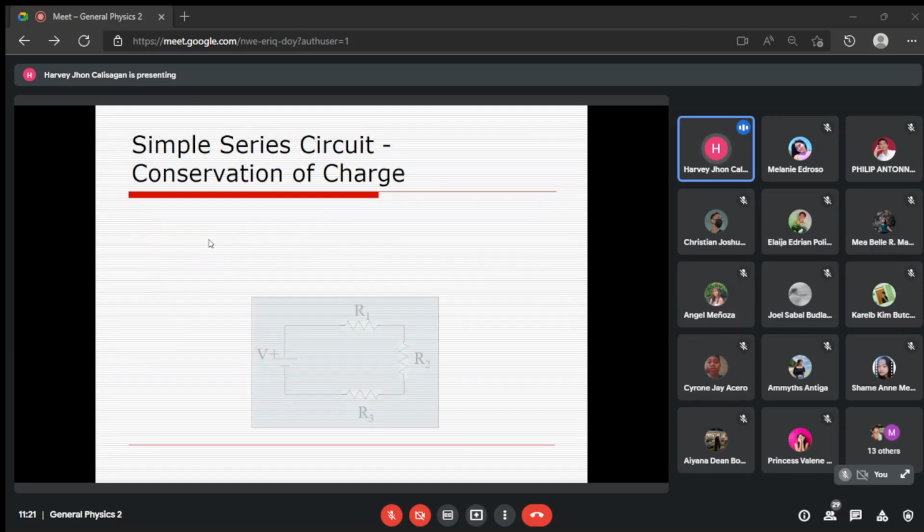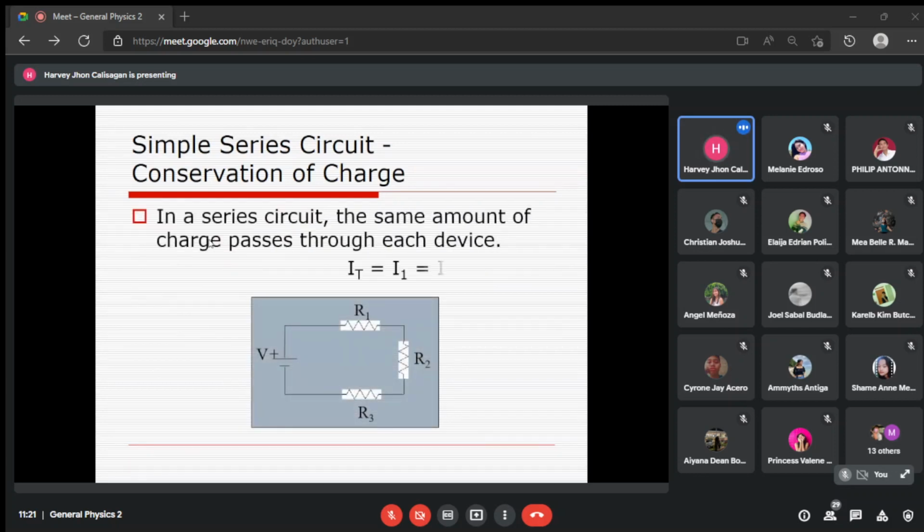Now, how do we know that the charge is conserved? Actually, we can say that the charge is conserved if the same amount of charge passes through each device. And we're talking about the current. That is how we identify the conservation of the charge. Because we're talking about how the single current will flow throughout the system without affecting the sources. Because, of course, the current came from the source, right?